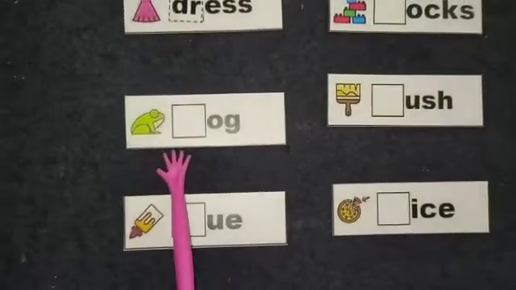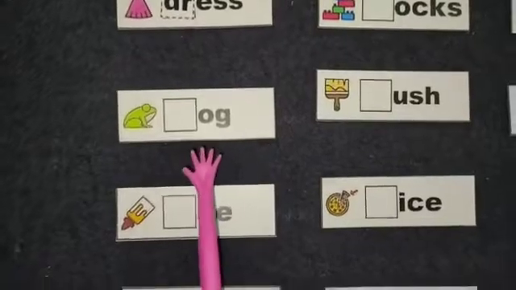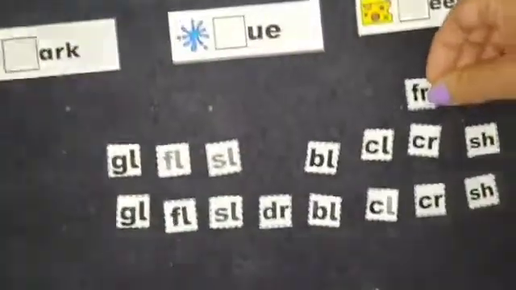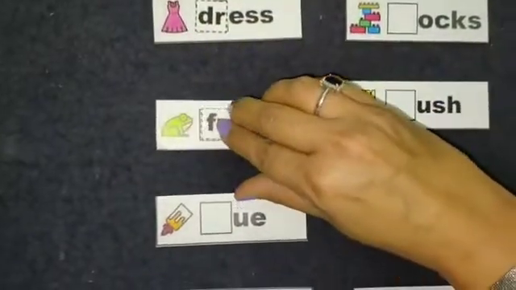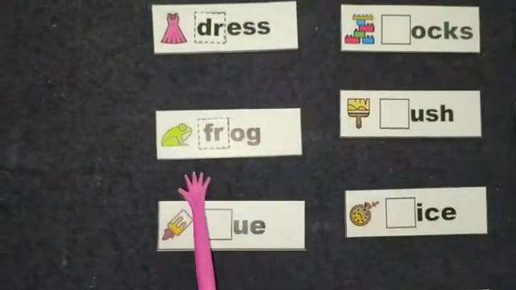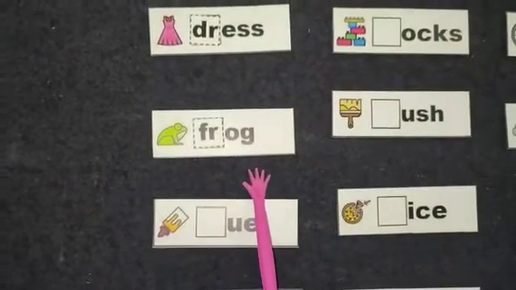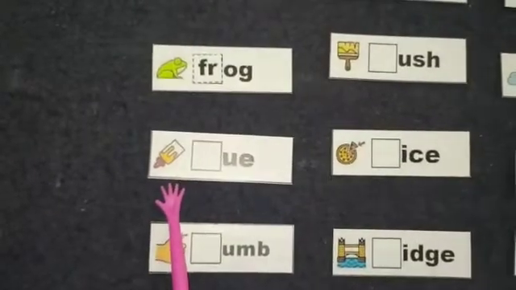Next we have, what picture is this? Yes, it's frog. F-R-O-G, frog. So we will take F-R and we will place it slowly in the box like this. Okay, F-R-O-G, frog.